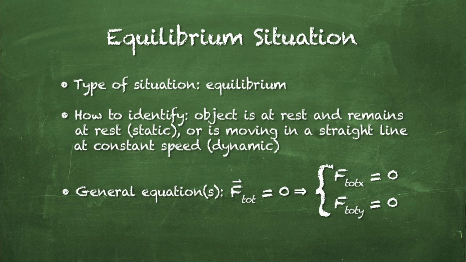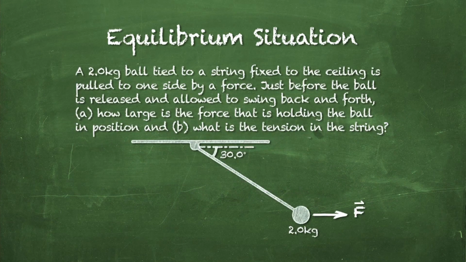Let's put that to work. I'm going to give you a situation which is an equilibrium situation. We have a 2.0 kilogram ball tied to a string fixed to the ceiling, and it's pulled to one side by a force. Just before the ball is released, how large is the force that is holding the ball in position, and what is the tension in the string? You can see a diagram there.